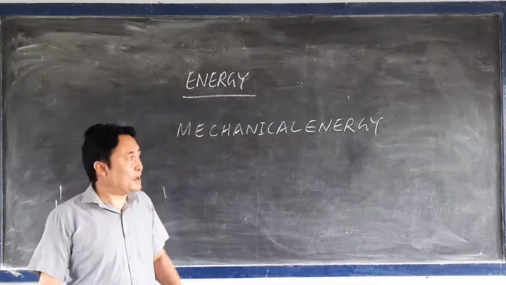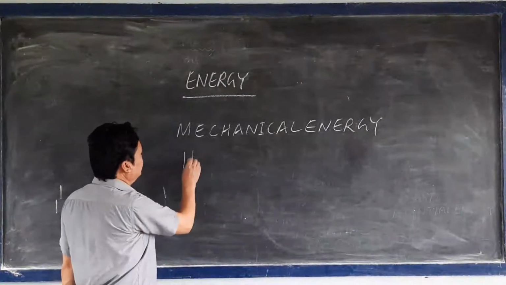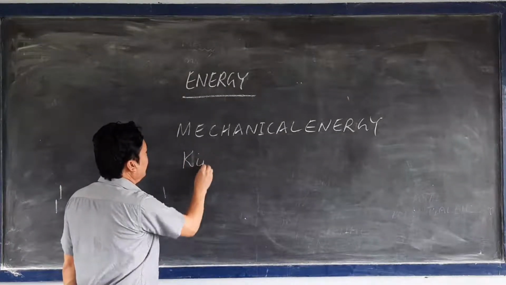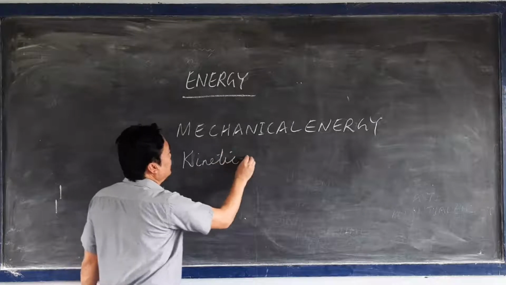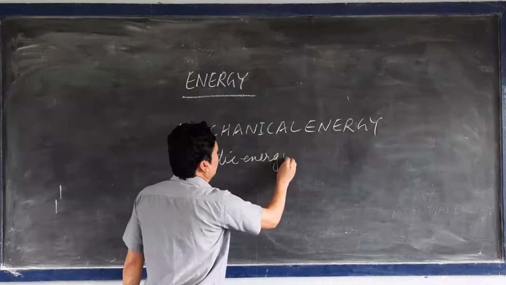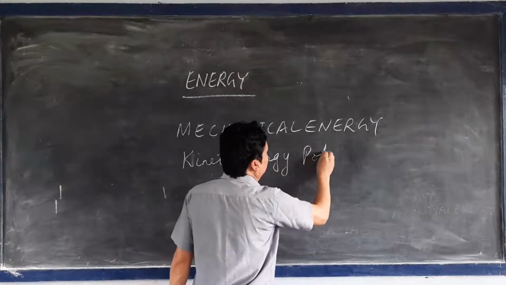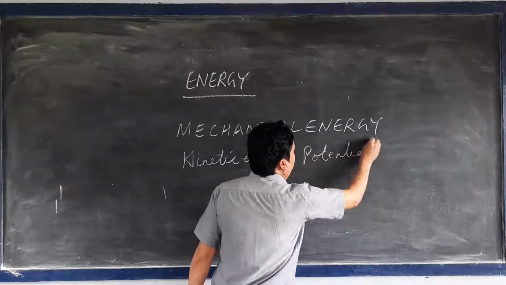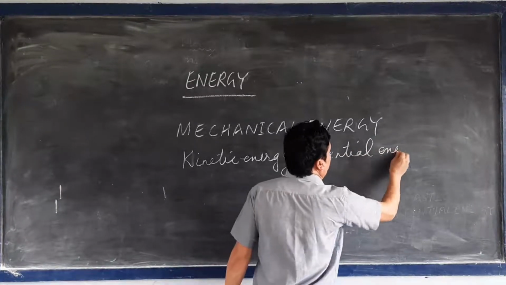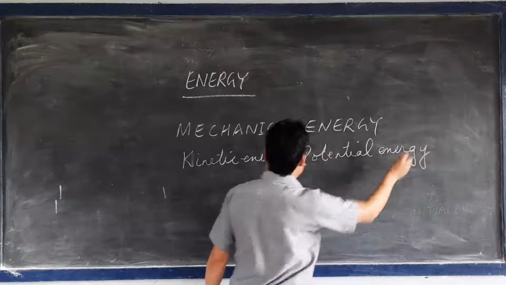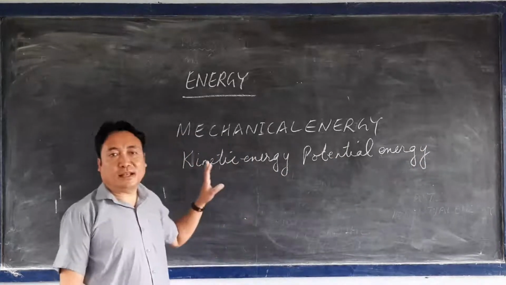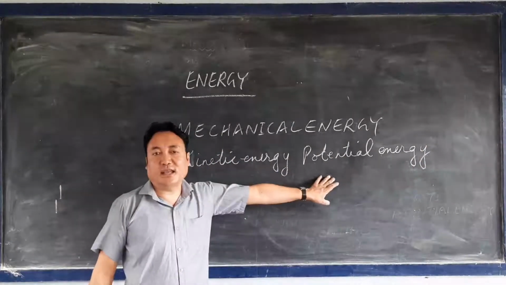There are two forms of mechanical energy. One is kinetic energy, K-I-N-E-T-I-C, kinetic energy, and the other one is potential energy, P-O-T-E-N-T-I-A-L, potential energy. Two forms of mechanical energy are kinetic energy and potential energy.